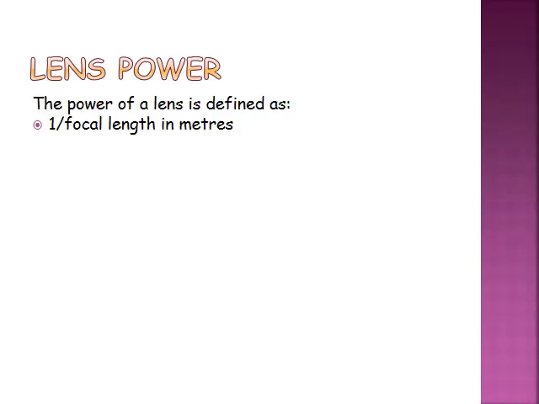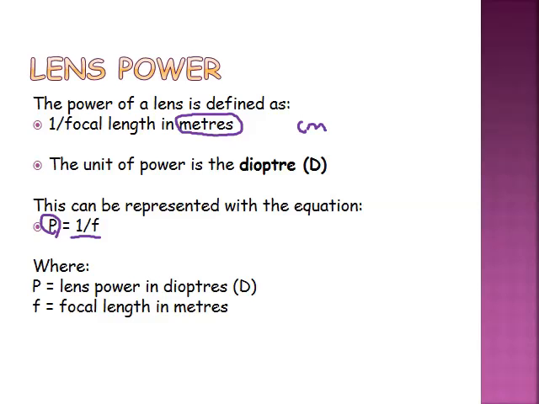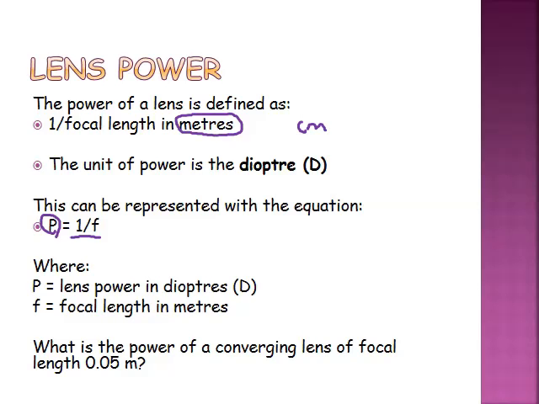So one of the things we've got to know about is lens power. The power of a lens, measured in something called diopters, is 1 divided by the focal length in meters, and that's a key thing. In the exam they will try and catch you out by putting values in centimeters. So power of lens, P, equals 1 divided by the focal length. So what is the power of a converging lens of focal length 0.05 meters? That's already in meters, and that would be 20. So it'd be 20 diopters.